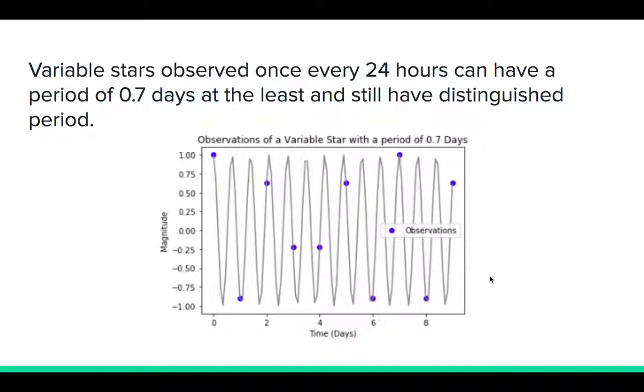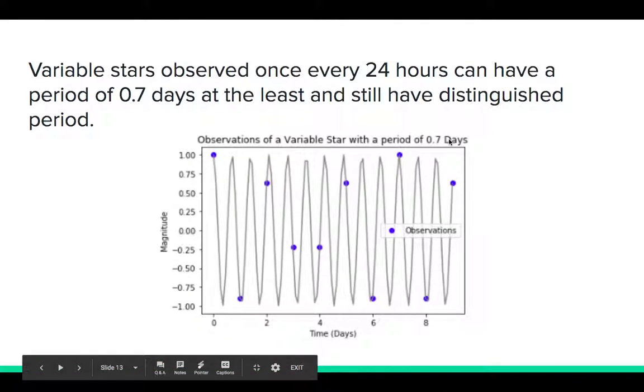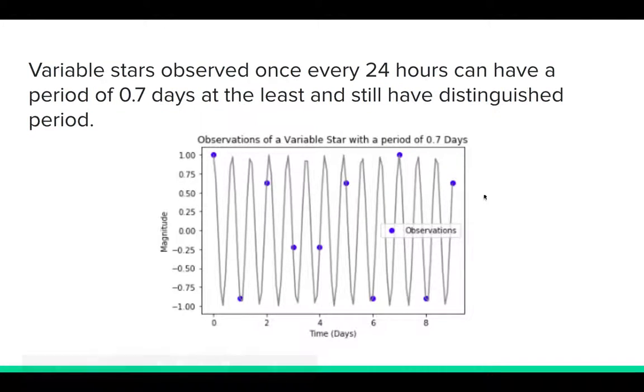So the smallest period a variable star that's observed only once a day can have is 0.7 days. If you have a period of 0.7 days and you can only measure it every 24 hours, you can still get a discernible pattern because the dots will not all be in a straight line. But if it's any smaller, then there's no regular variation and you can't determine the period.